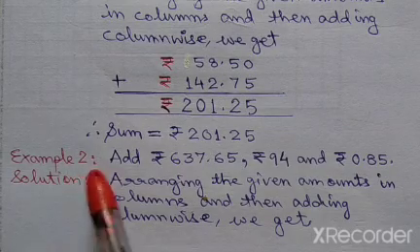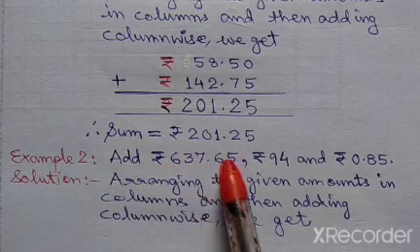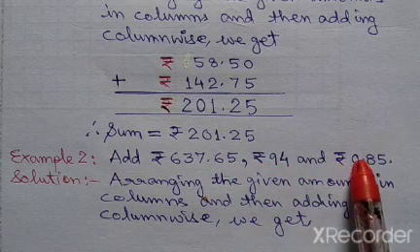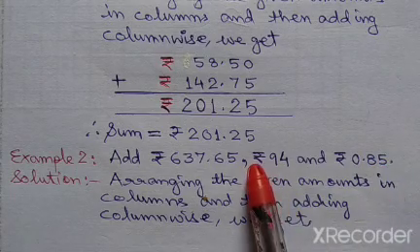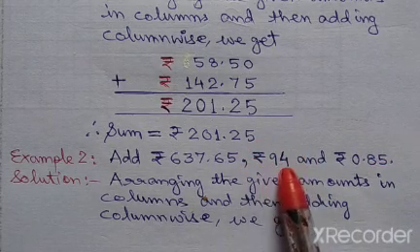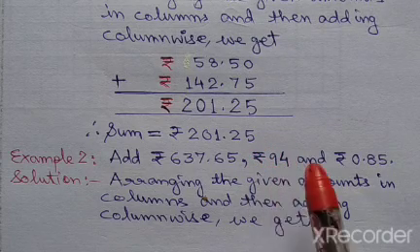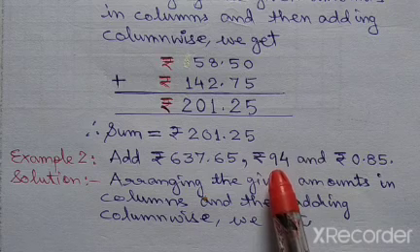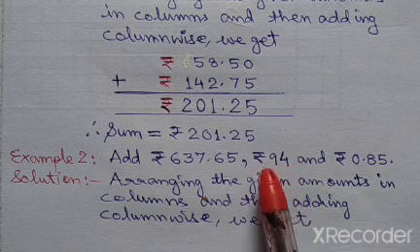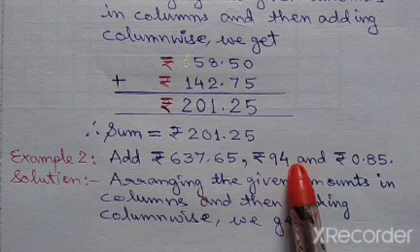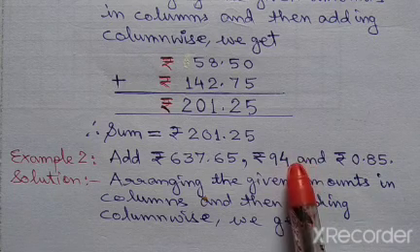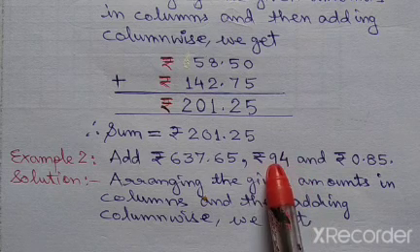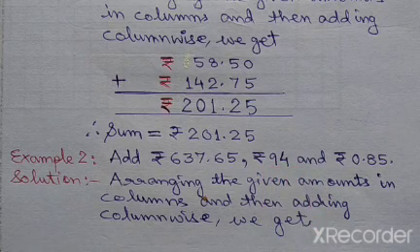Let us take another example. Add rupees 637.65, rupees 94 and rupees 0.85. So children, if you look carefully, the second amount has only rupees. So in other words, if you want to convert it into rupees and paise, or simply write it in rupees and paise, it will be rupees 94.00, because paise is not there. So you have to write it in decimal form, that is rupees 94.00, correct.